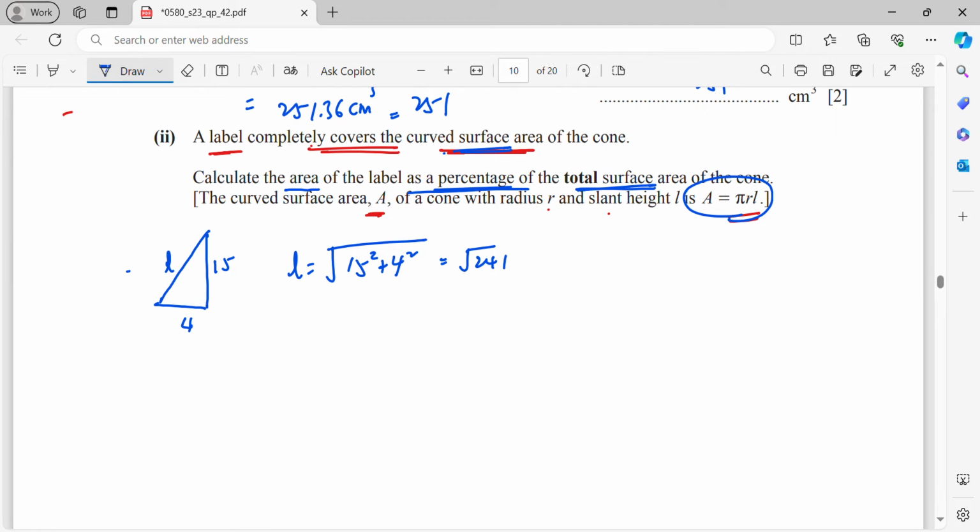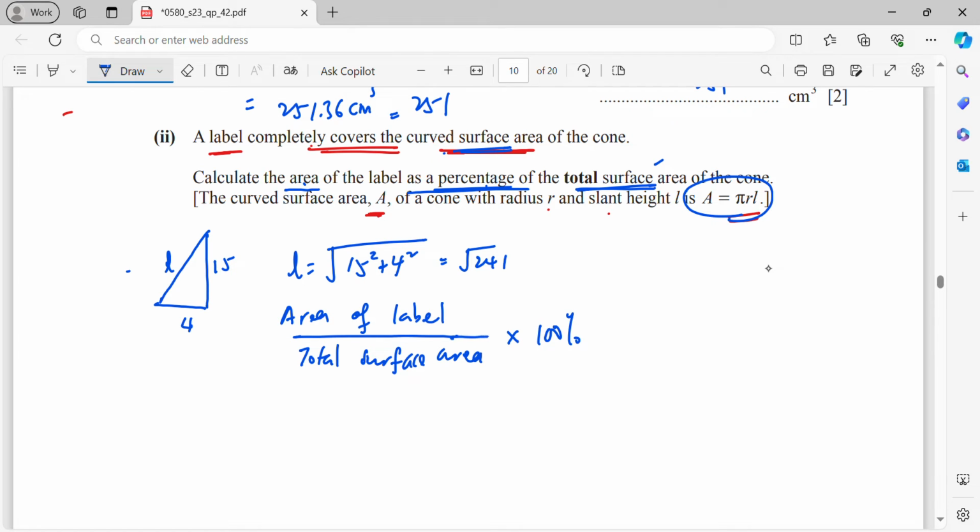It's mentioned here. So now my area, and now you need to find out the area as a percentage. So I will write down directly area of label over total surface area, then I times 100%. That is what you need to calculate. So area of the label is basically pi RL. So pi, my R is still 4, and my L is square root 241. Then you divide by total surface area.